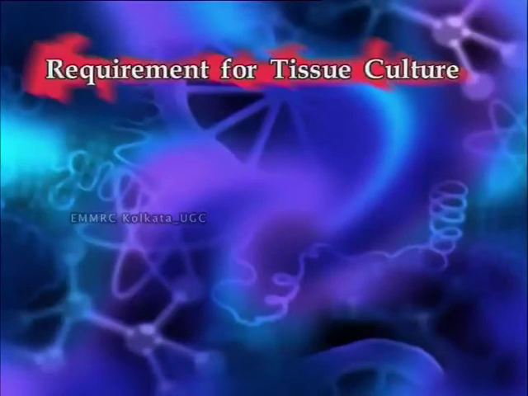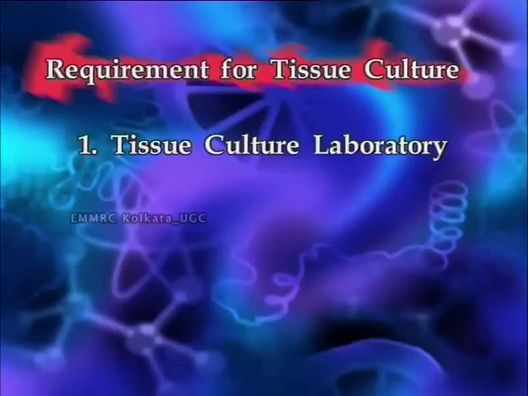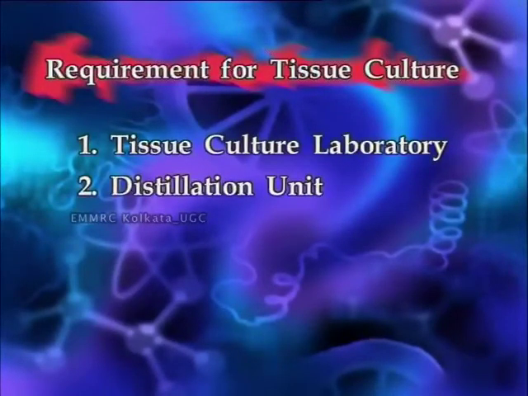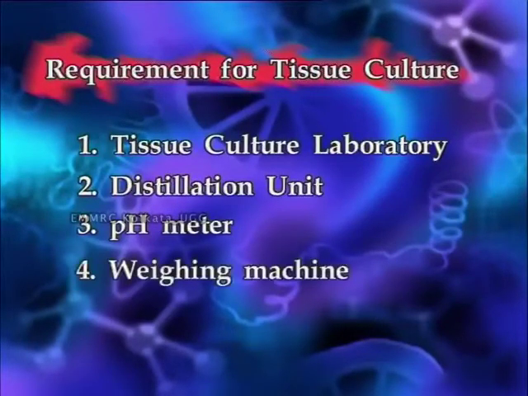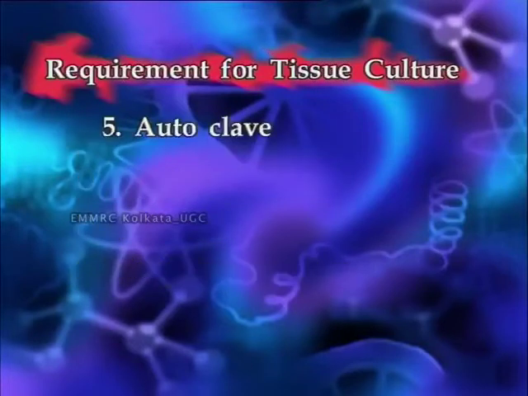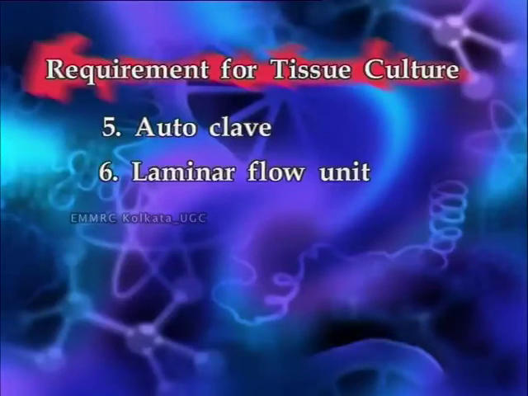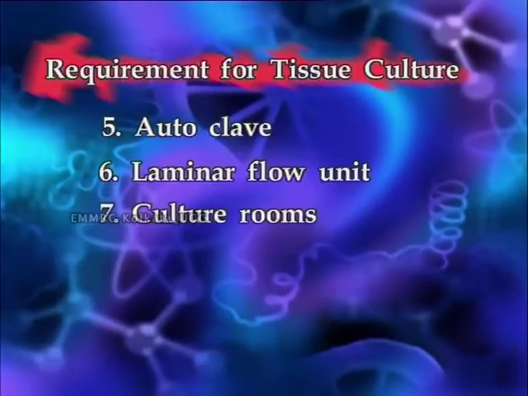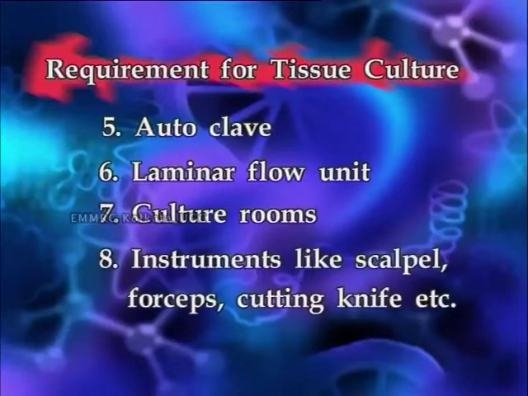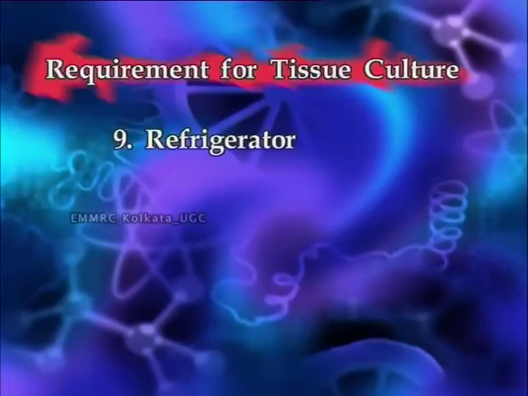These items are required for tissue culture: tissue culture laboratory, distillation unit, pH meter, weighing machine, autoclave, laminar flow unit, culture rooms, instruments like scalpel, forceps, cutting knife, etc., and a refrigerator.